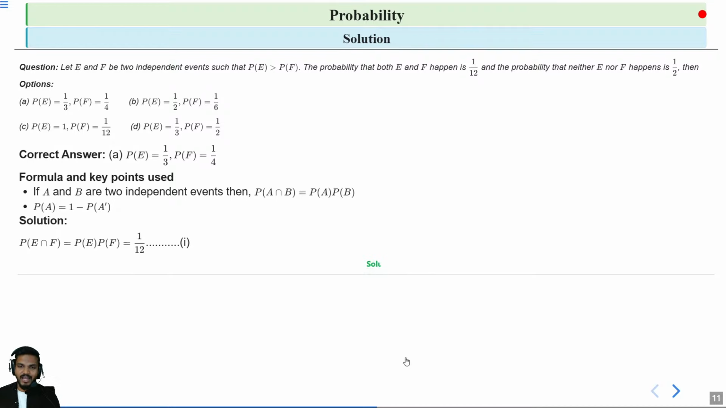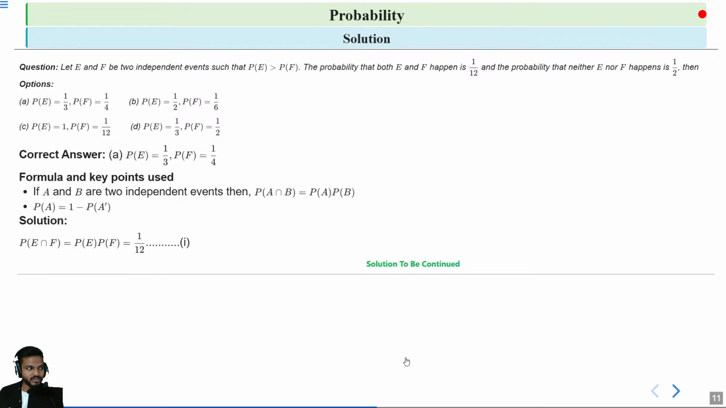So first thing, it is given that E and F are independent. So probability of E intersection F will be equal to probability of E into probability of F, and that is given 1 by 12. That is the probability that both E and F happen. Both, it is not or. That means intersection. E is occurring, also F is occurring. That means E intersection F.